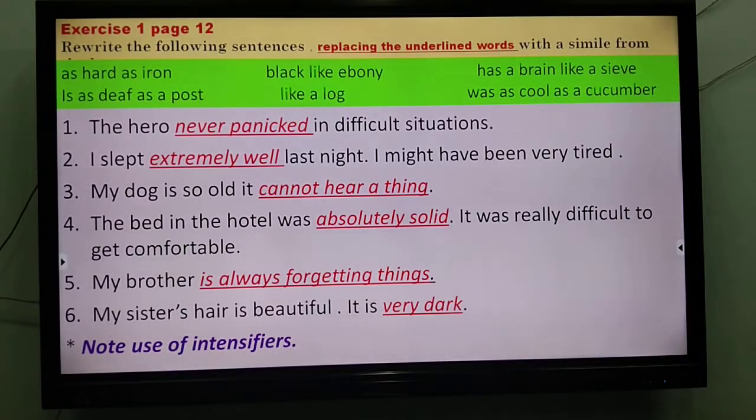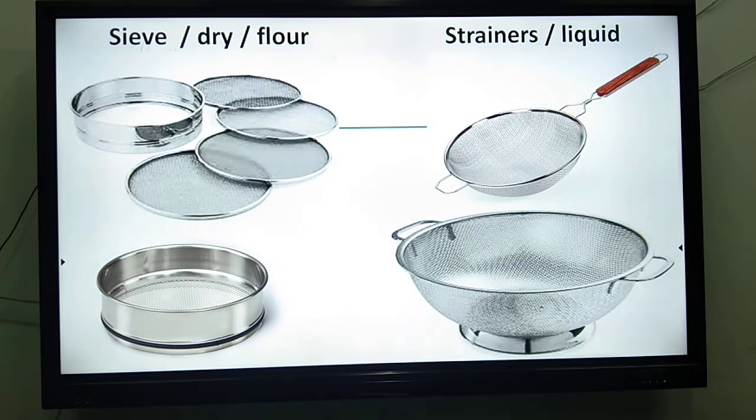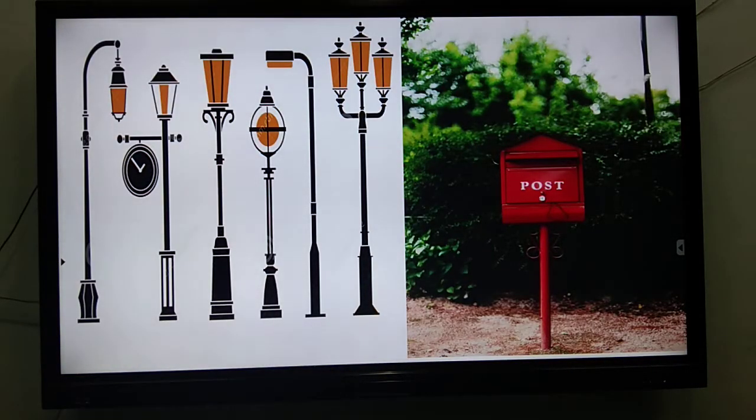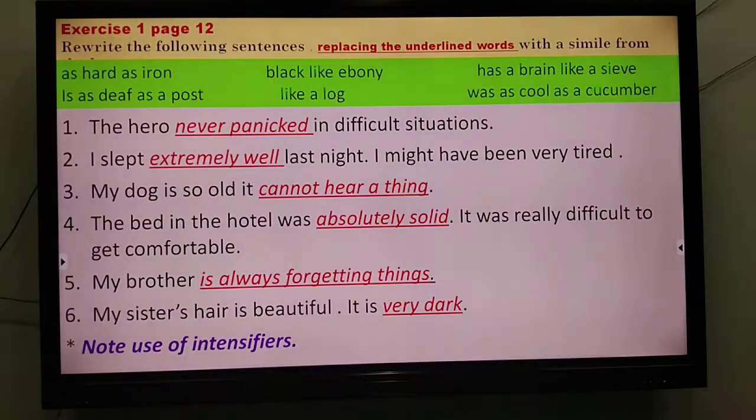So let us continue. We were doing has a brain like a sieve, and the next one is as deaf as a post. That means, now what is a post? This is a post, something which is standing, a stake, a pole, and so you can call the post box. In the olden days you may say they were like this. We have seen very different ones, and on our left are the lamp posts or the street lights that you may call. So these are also called the posts. All right. Now let us come back.